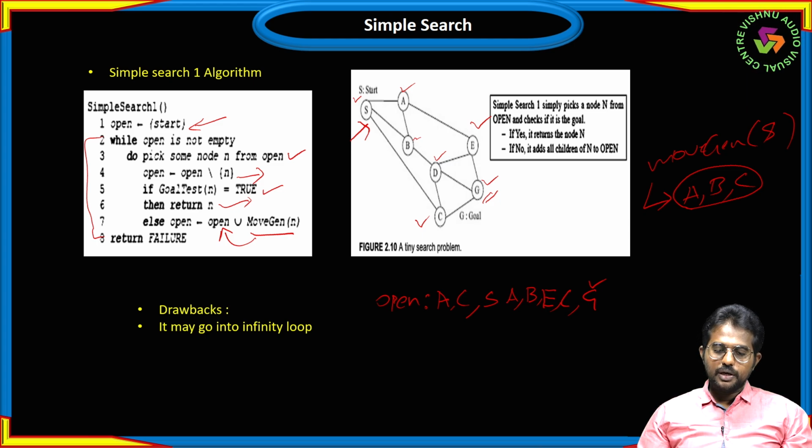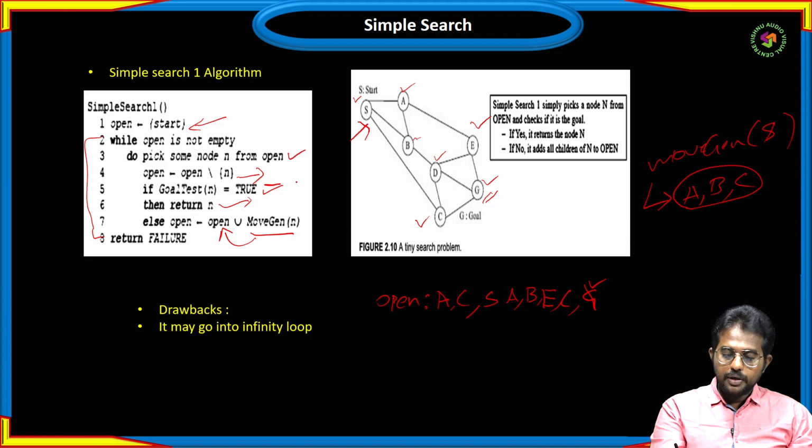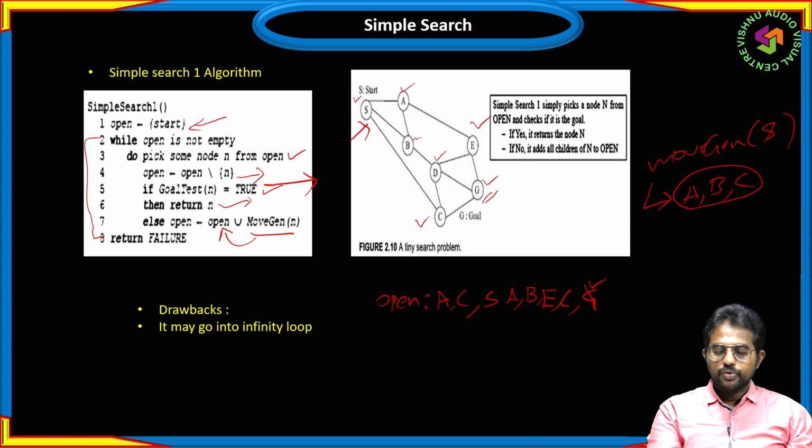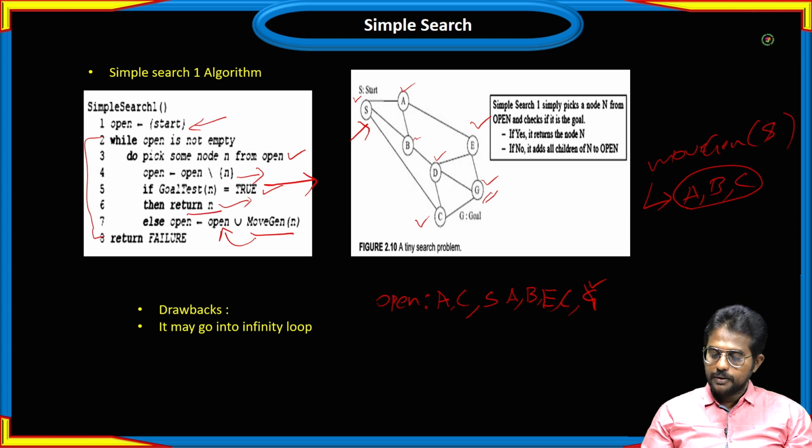This G will be stored in node N. After that I will remove G from the open and I will test the goal test condition on node G. After testing, as G is a goal node, this condition will be true. After true we will return N, that is, we will return G.